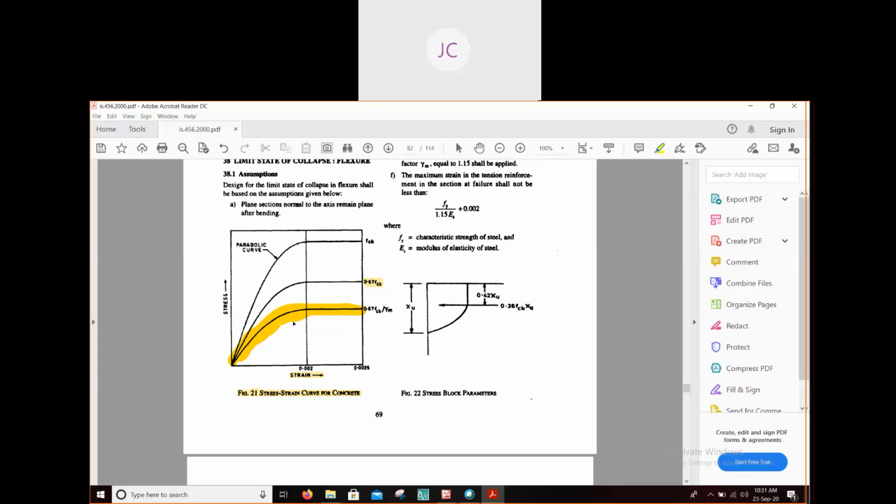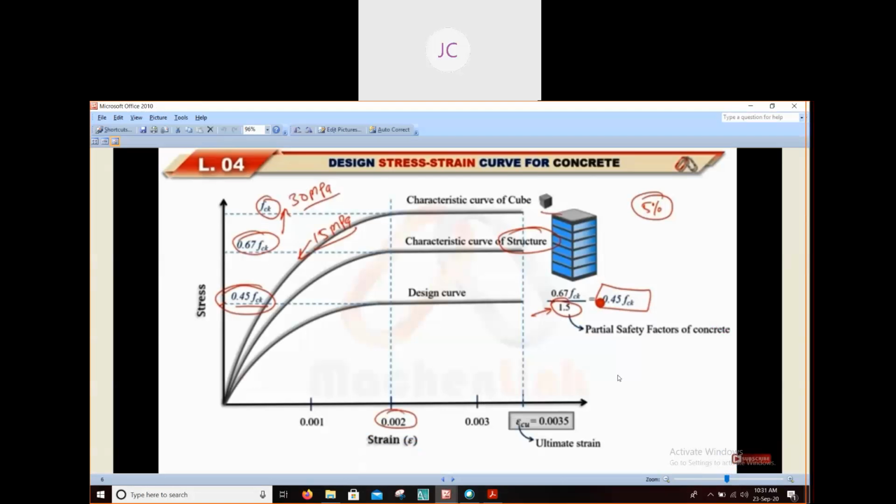Okay, so this is the stress strain curve for concrete. All of you must remember this curve, because in the exam you might find a question on it. Okay, so let us see the next one.